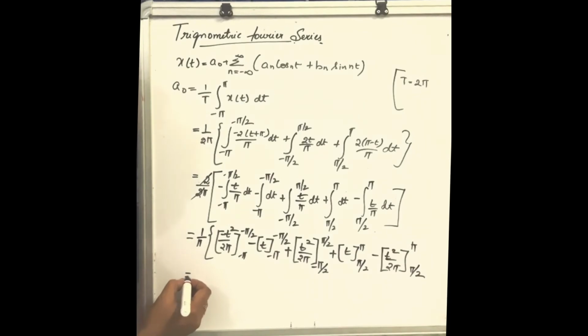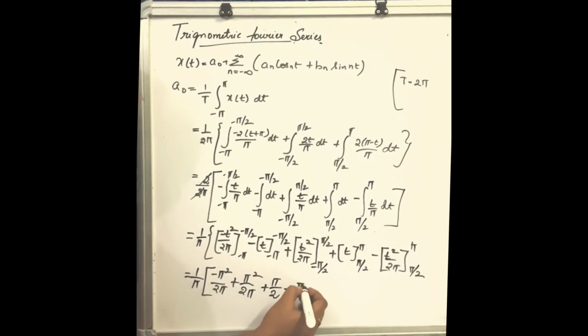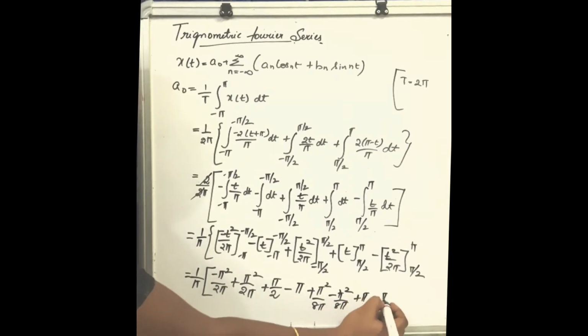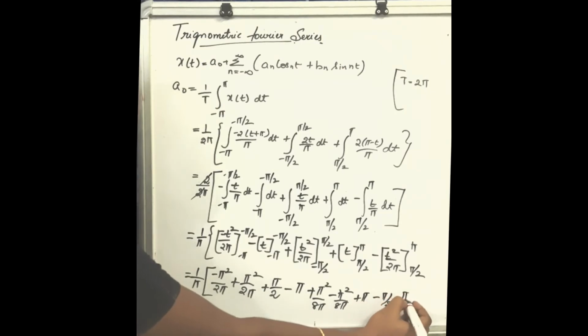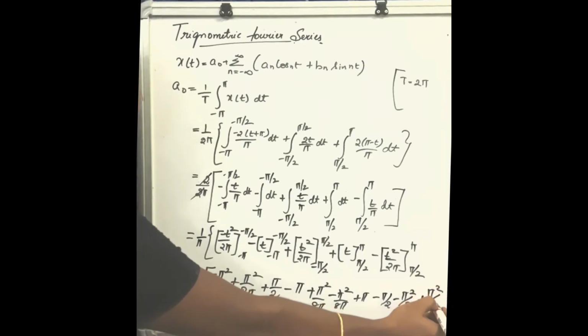Now we are going to apply the limit. As we apply the limit, we get minus pi square by 2 pi plus pi square by 2 pi plus pi by 2 minus pi plus pi square by 8 pi minus pi square by 8 pi plus pi minus pi by 2 minus pi square by 2 pi plus pi square by 2 pi.